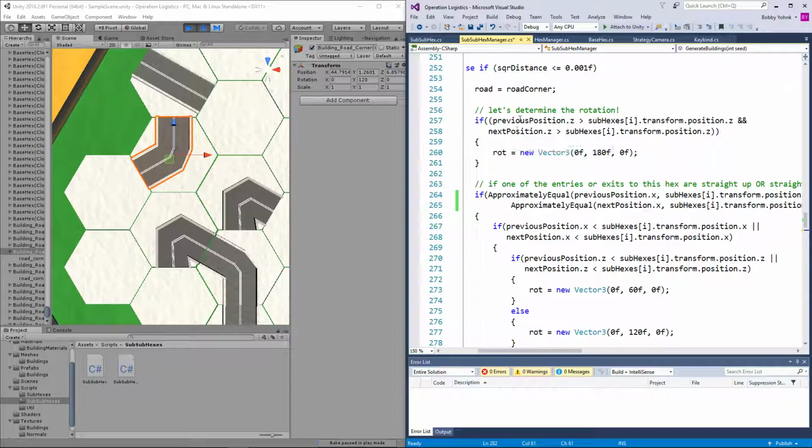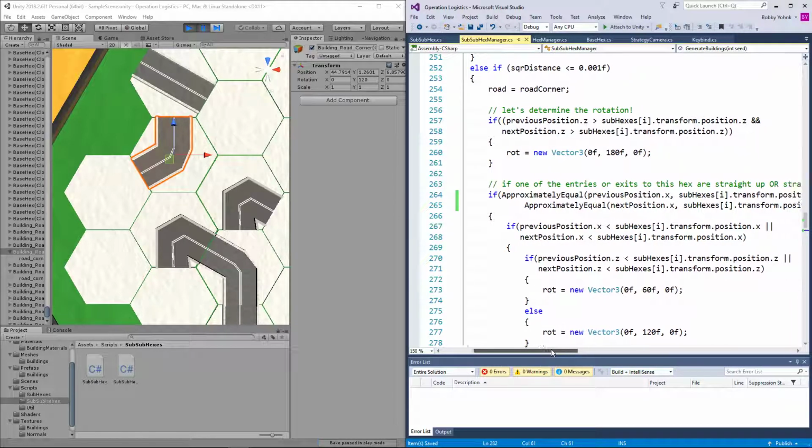If previous position... Okay, let's... I'm confusing myself here. Let's just start at the beginning. I need to get back in the swing of things. Like I said, this is a new programming session here. So previous position.z is greater than here. If this is greater than, then we know that we are doing this.